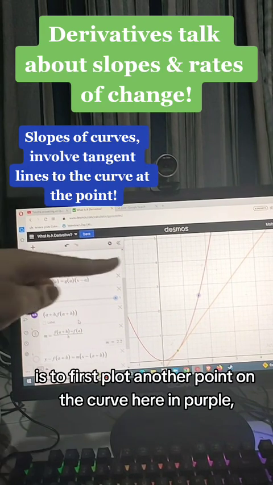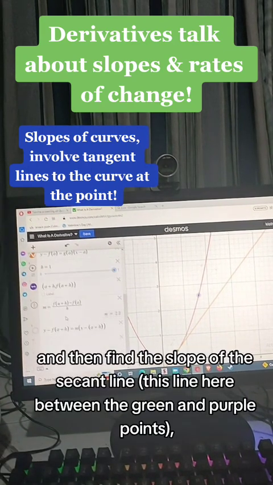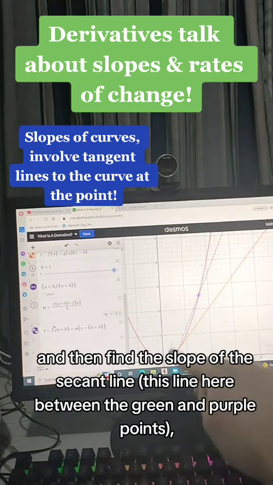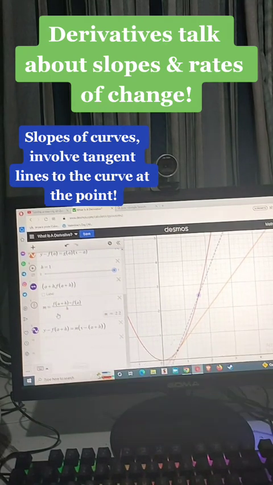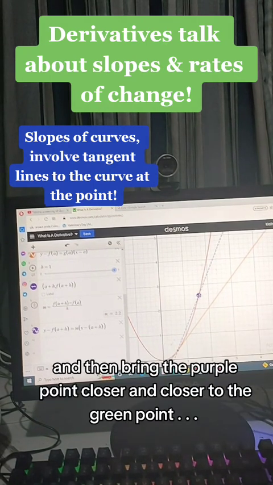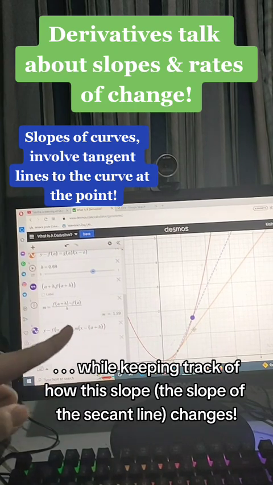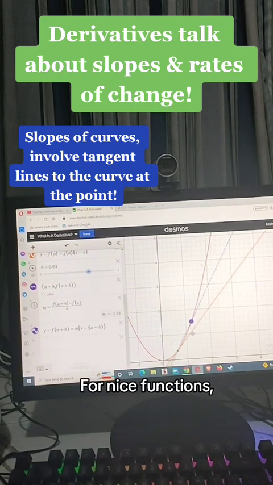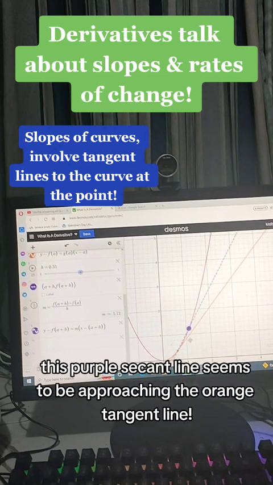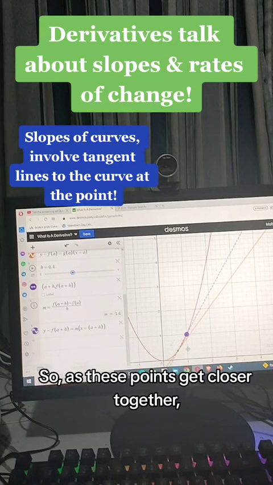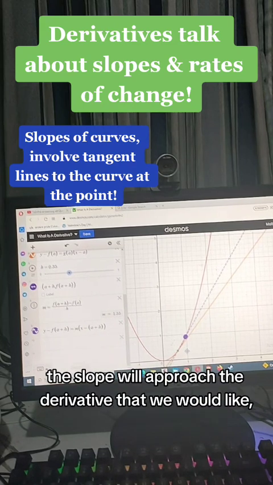Now, one way to figure out the slope of the tangent line is to first plot another point on the curve here in purple, and then find the slope of a secant line, or in other words this line here between the green and purple points, and then bring the purple point closer and closer to the green point while keeping track of how the slope of the secant changes. For nice functions, like in our example, this purple line seems to be approaching the orange tangent line.